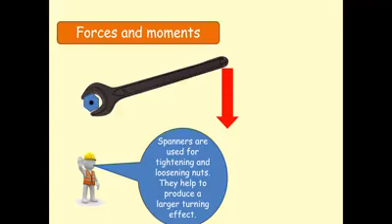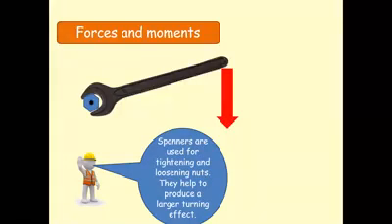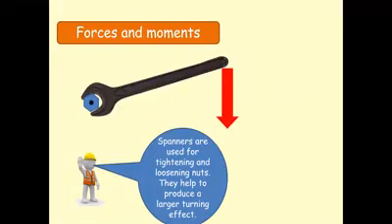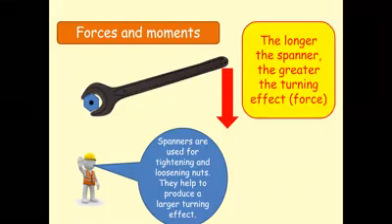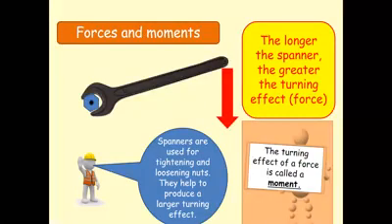Whenever you use a lever or a spanner, you are using a force to turn an object about a pivot. For example, if you use a spanner to loosen a wheel nut on a bicycle, you need to apply a force to the spanner to make it turn about the wheel axle. And then the longer the spanner, the greater the turning effect of the force. And this turning effect of a force is what we call a moment.